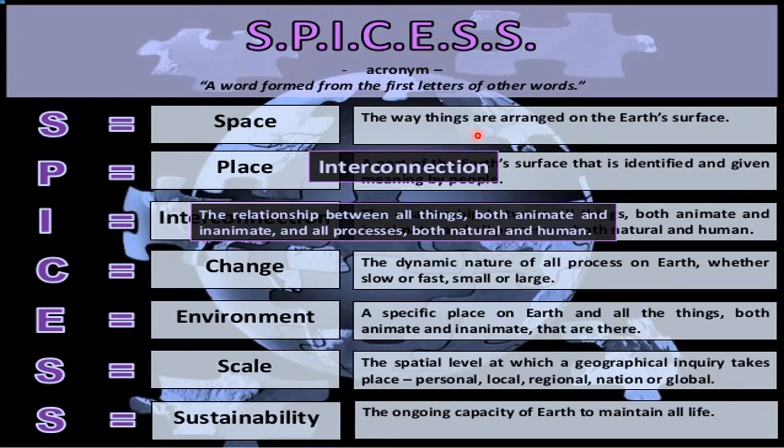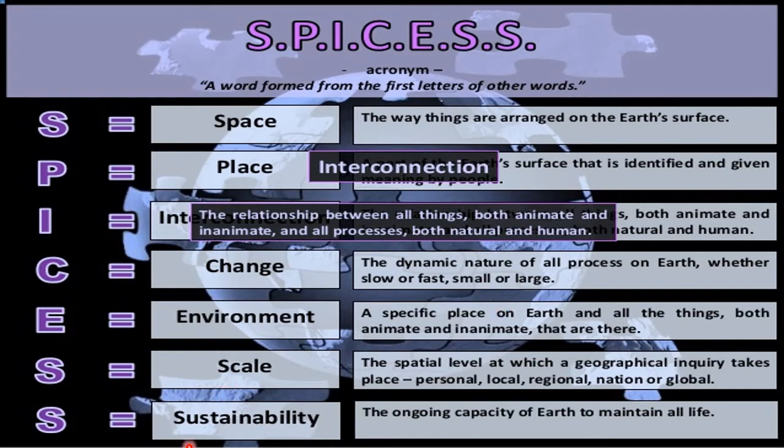The earth's surface is where things are arranged. Space means the way in which the things are arranged on that surface. Second is place. It means the surface that is identified and given meaning. And interconnection is the relationship between all things, both animate and inanimate, and all the processes, both natural and human. Change is the dynamic nature of all processes on earth, whether slow or fast, small or large.